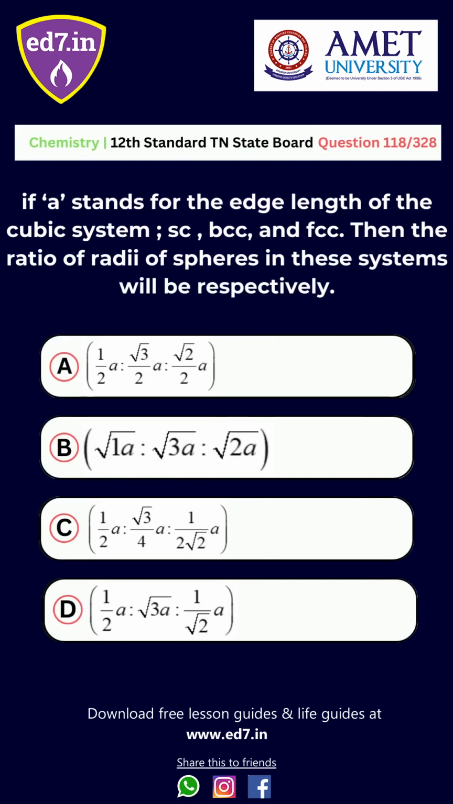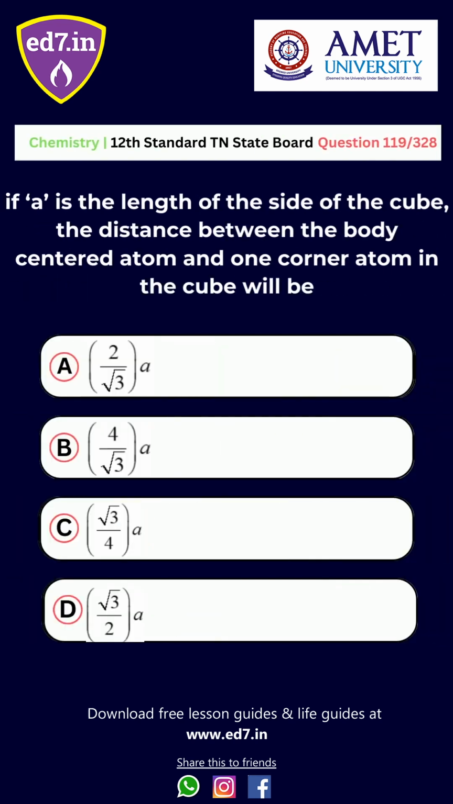Question number 118. If a stands for the edge length of the cubic systems SC, BCC and FCC, then the ratio of radii of atoms in the systems will be respectively: option A, 1 by 2a, 3 by 2a, root 2 by 2a; option B, root of 1a is to root of 3a is to root of 2a; option C, 1 by 2a is to root 3 by 4a is to 1 by 2 root 2a; option D, 1 by 2a is to root 3a is to 1 by root 2a. The correct option is option C, 1 by 2a is to root 3 by 4a is to 1 by 2 root 2a.